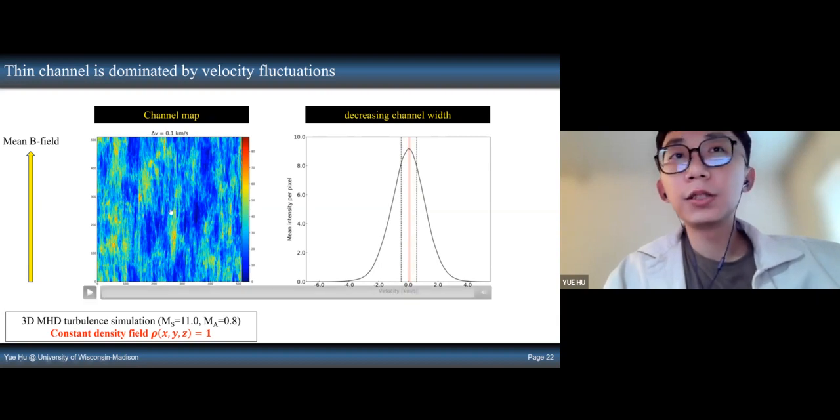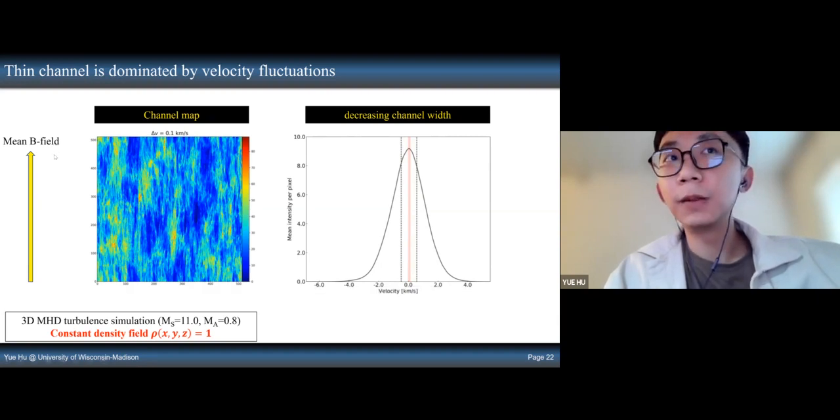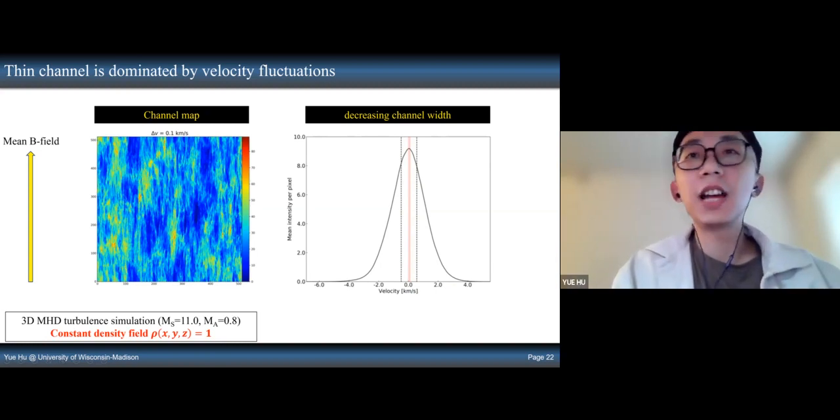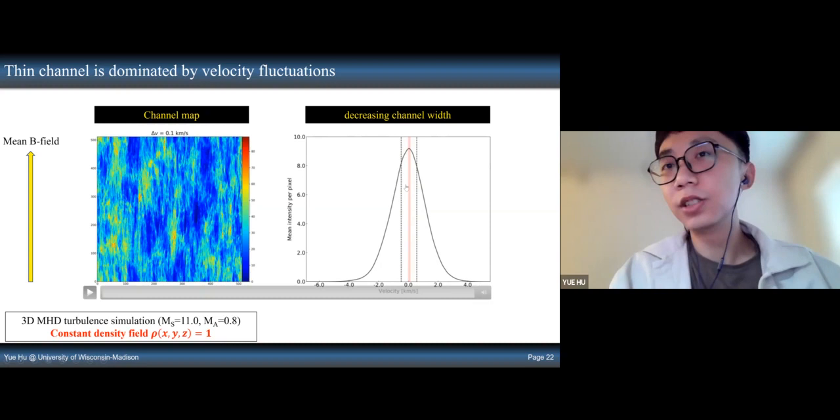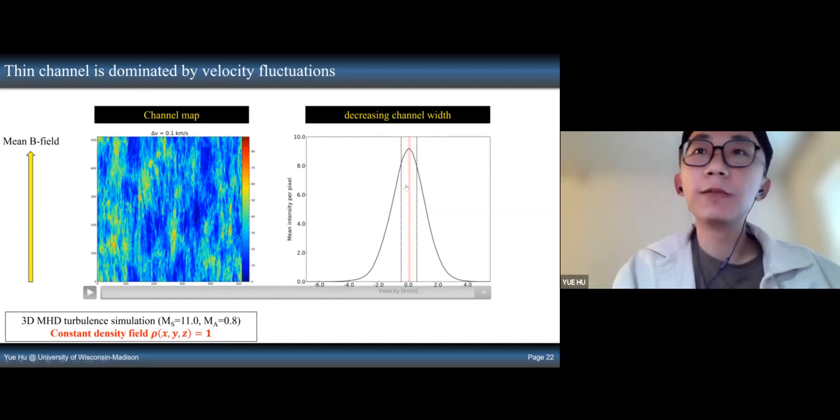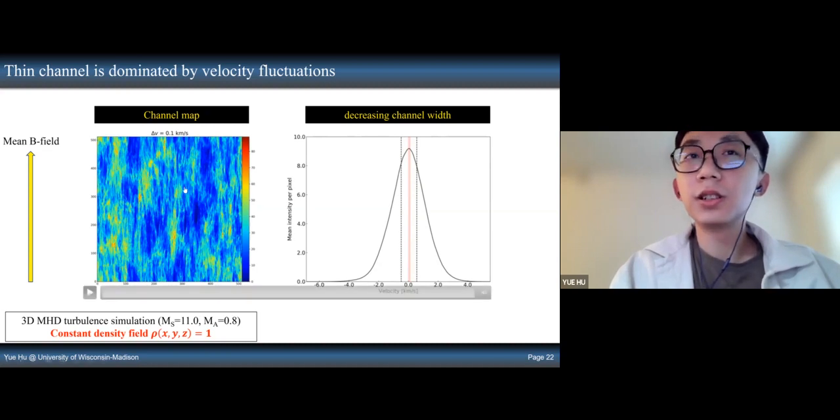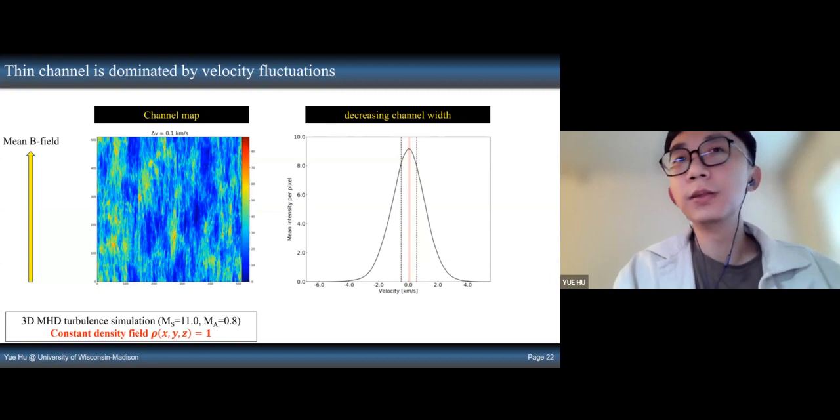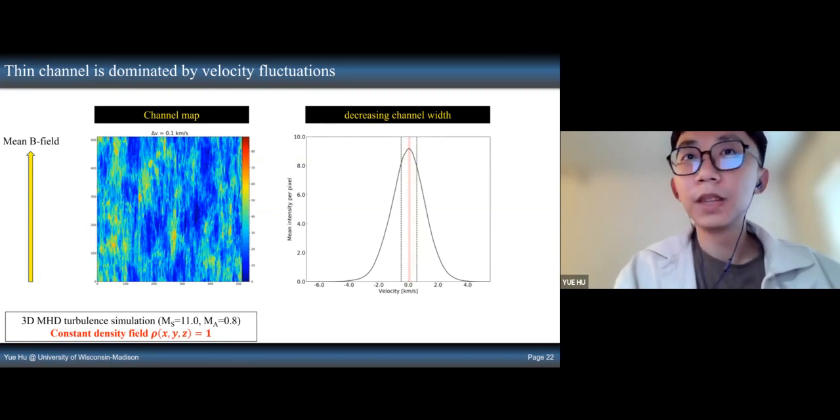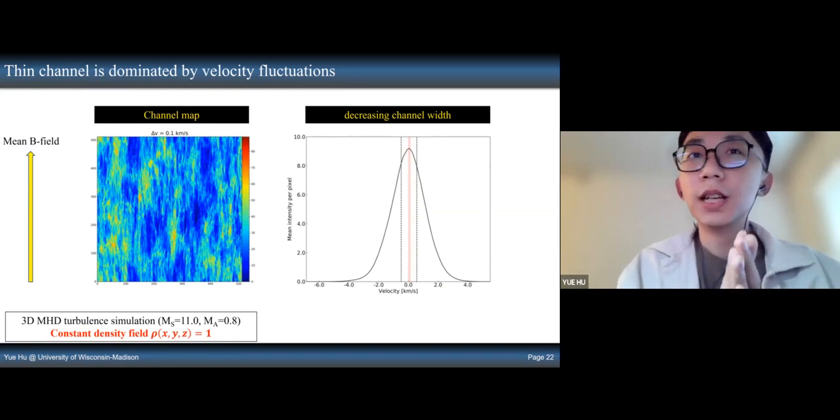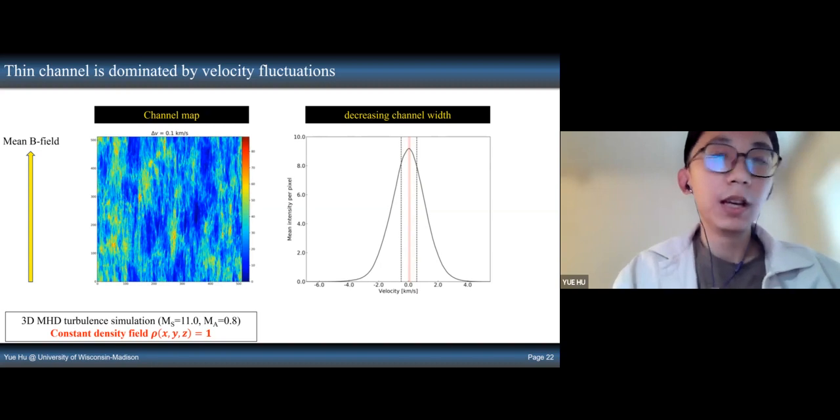And these structures are elongated along the mean magnetic field line. Therefore, this tells us that if we have a very narrow channel, or very high velocity resolution of the observations, the observed structures will be dominated by velocity fluctuation, and we can use this information to calculate the velocity gradient. So this is how we can implement the velocity gradient technique in observation.